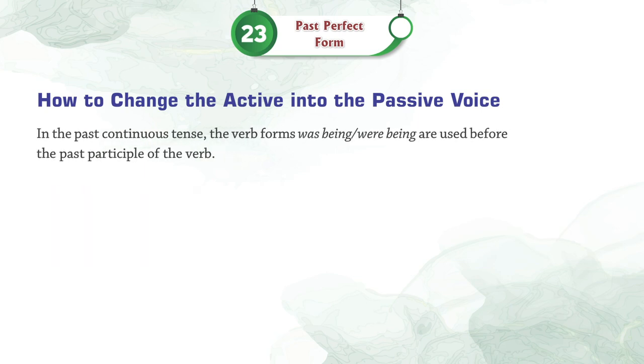In the past continuous tense, the verb form was being or were being is used before the past participle of the verb. Examples: Surya was playing hockey.